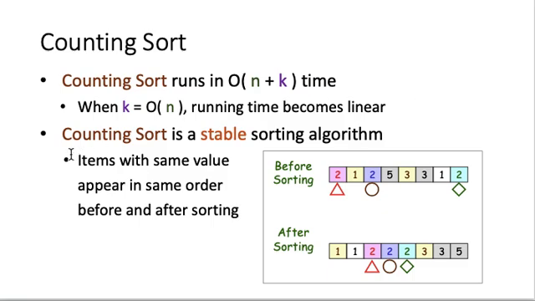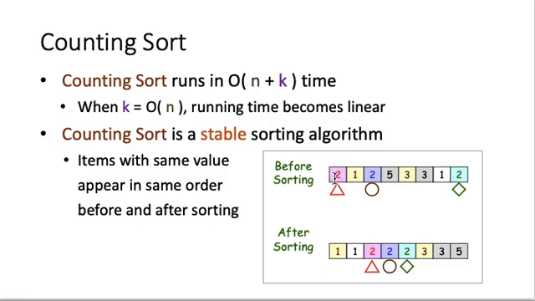Now, one more thing to mention here is that counting sort is a stable sorting algorithm. Stable sorting is a property of sorting algorithms, meaning that items with the same value. Usually in sorting, we compare items that have different values, but sometimes we may have items with the same value, just as in the previous example. If items with the same value appear in the same order before and after sorting, and if this is guaranteed to be true, then this sorting method is called stable.